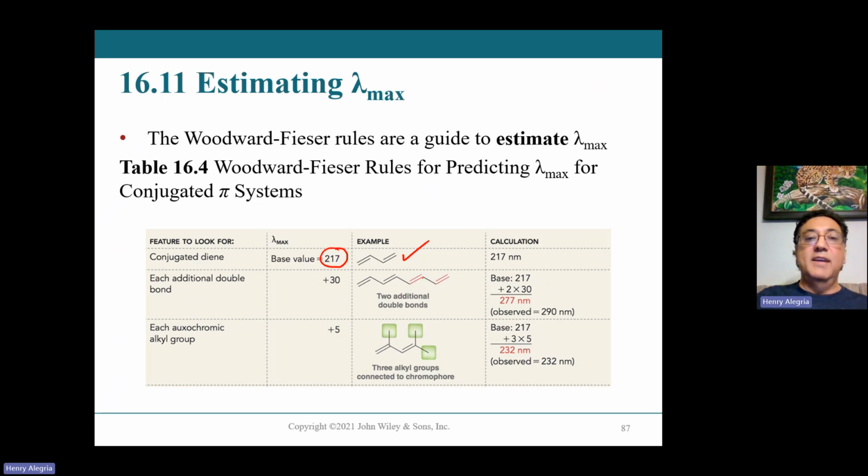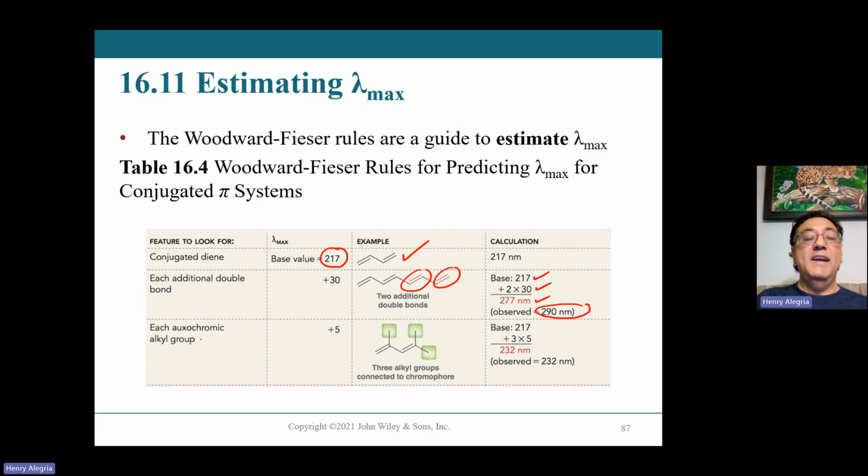So since I have added 2 additional double bonds, I will then say 2 times 30 here is 60, add that to the 217, and I would predict that it should come out somewhere around 277. And notice that the observed value is 290, close enough within experimental error.